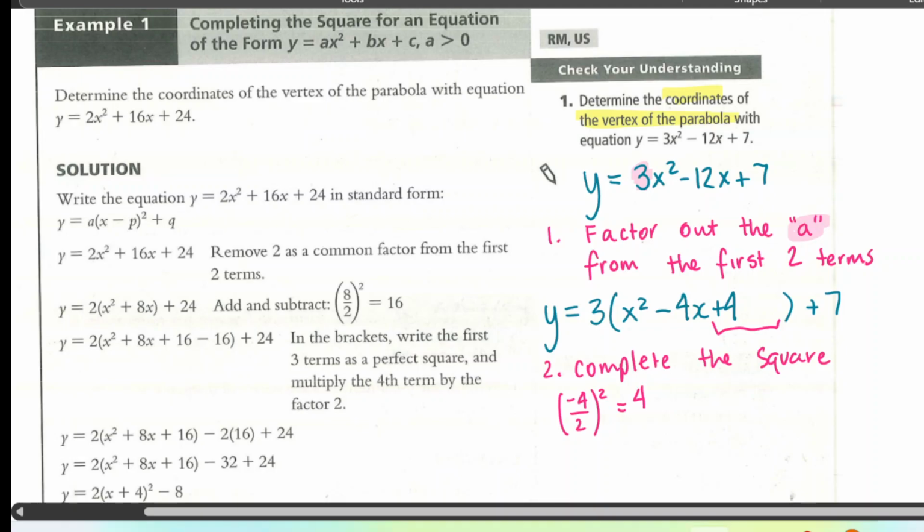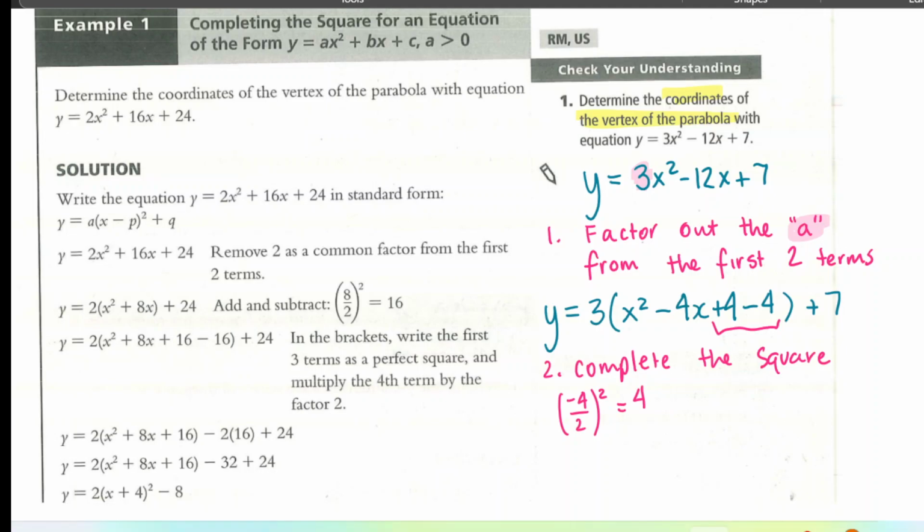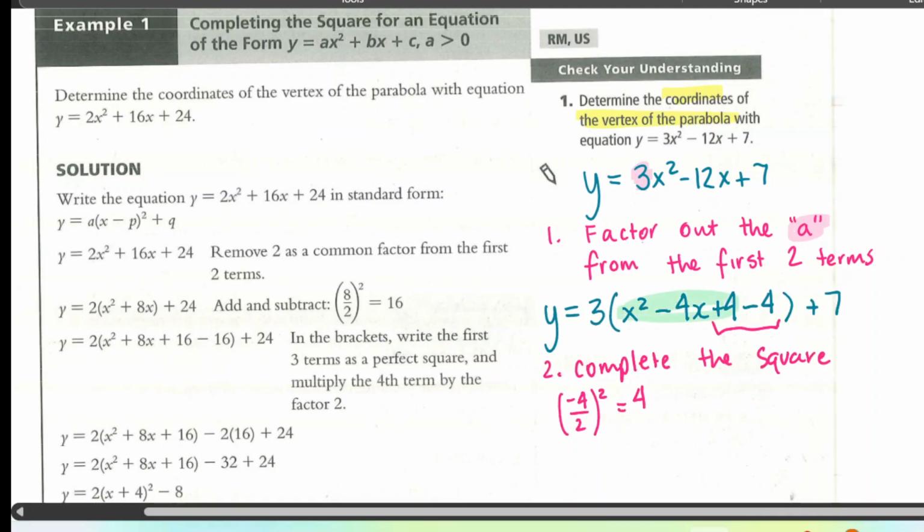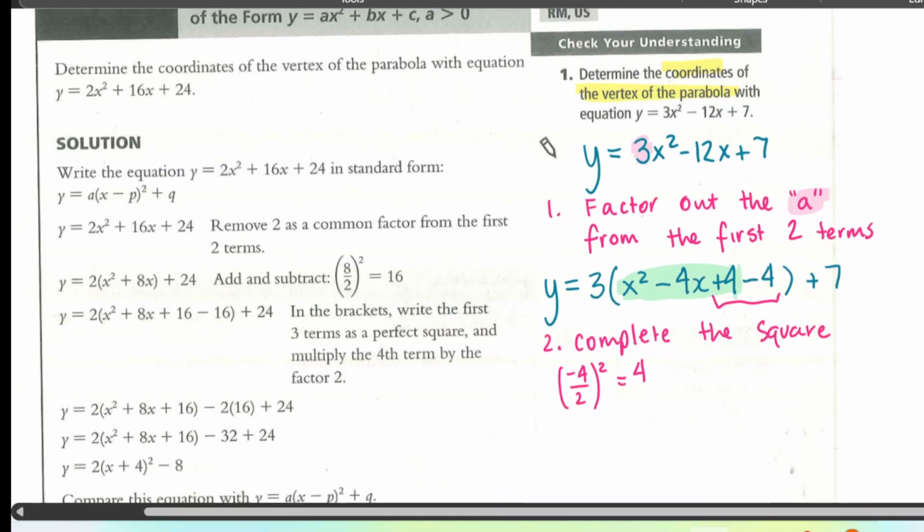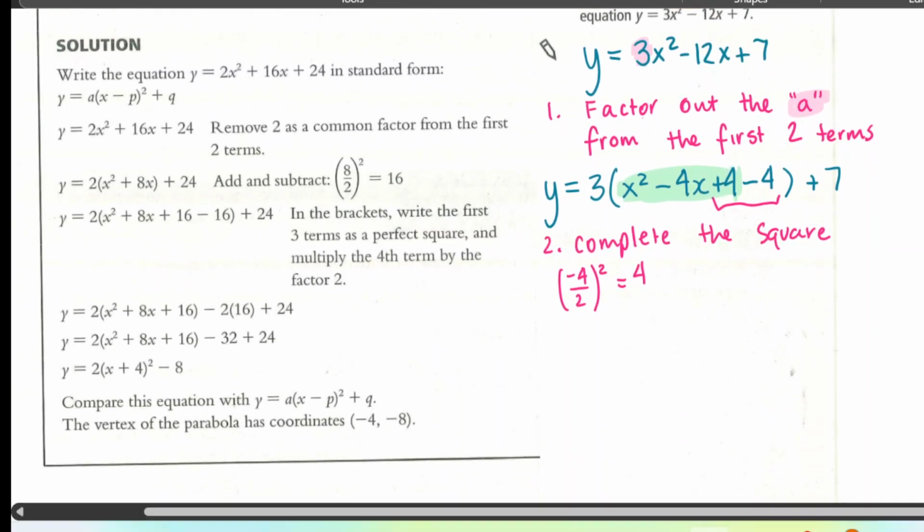Now I can't just randomly add 4 to an equation. It totally changes it. So I also have to do the opposite thing. So it's like I added 0 in a sense. So I subtract 4 as well. Okay, so now I'm just going to highlight here. This part is a perfect square trinomial, the part I'm highlighting in green. What I'm going to do now is remove that minus 4 outside the bracket, so then I can factor that perfect square trinomial.